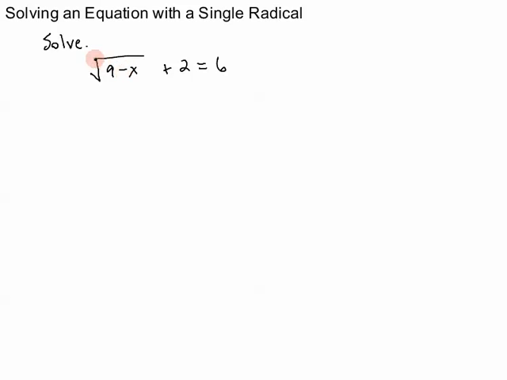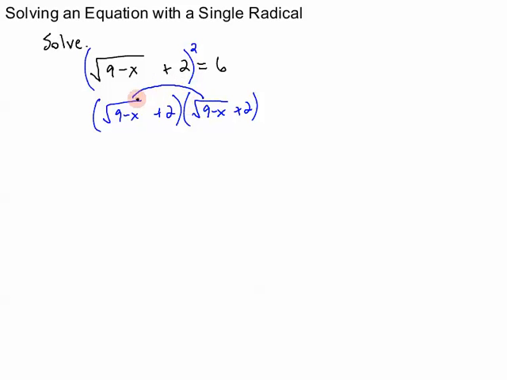But if I were to square the left side the way it is, that would mean the square root of 9 minus x plus 2 times itself. If you multiply this out, you'd have to multiply the square roots, then multiply this square root by the 2, by this square root, and then the 2 by the 2. And your square roots are not going to go away. You should verify that if you're not sure.